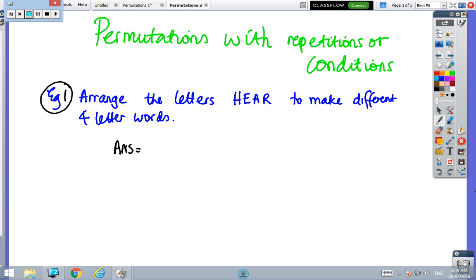Okay, so we're looking at the next of permutations, and this one is with repetitions or special conditions. This is basically the examples that are in the exercises on Moodle, but let's just go through them. So let's arrange the letters here, like arranging 4 things to make 4 letter words.